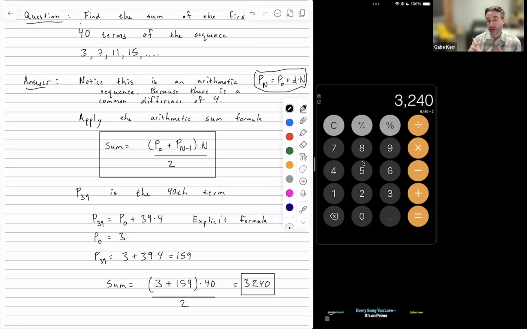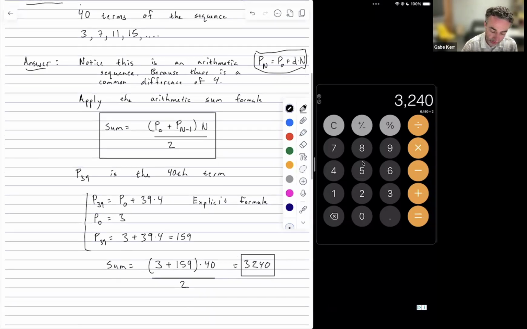So I wanted that because I was asked to find the 40th term, or at least the sum of the first 40 terms. So I needed to actually know what that 39th piece is, or the 40th term. So knowing that then allowed me to compute here and then just plug those values in for the formula. Okay.